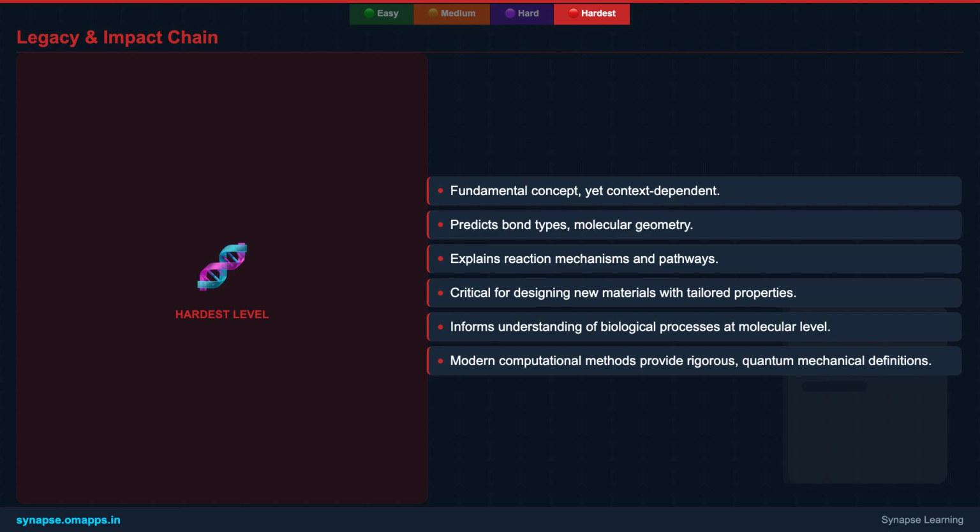The legacy of electronegativity extends across all fields of chemistry, from predicting bond types and molecular geometry to understanding reaction mechanisms, designing new materials, and unraveling the intricacies of biological processes. It's a foundational concept that continues to evolve with scientific advancements, providing a powerful framework for understanding the chemical world.